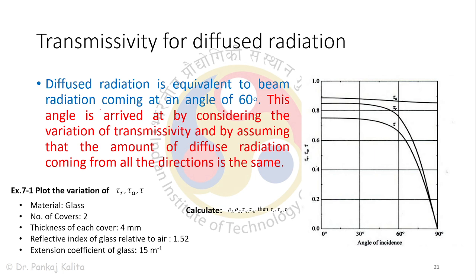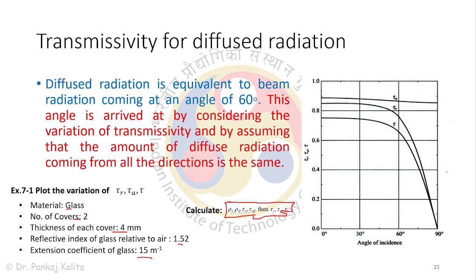Now, this is one of the numericals that has been explained, and a similar question will also be framed. What is given is the material of the glass cover, the number of glass covers, the thickness of each cover, the refractive index of glass relative to air, and the extinction coefficient of glass. Now we have to calculate all the parameters: rho 1, rho 2, tau r1, tau r2, and then tau r, tau alpha. Whatever you have just studied, the application is explained in this question.